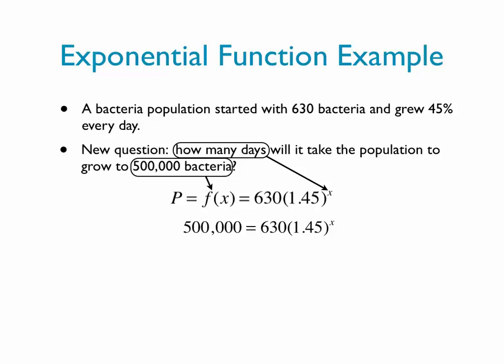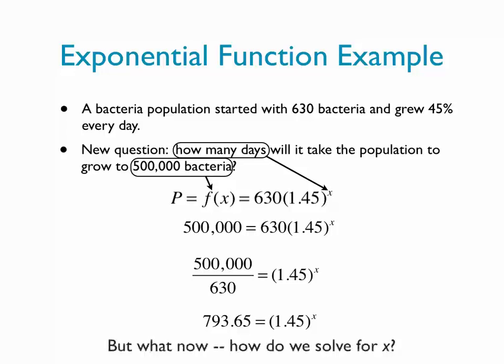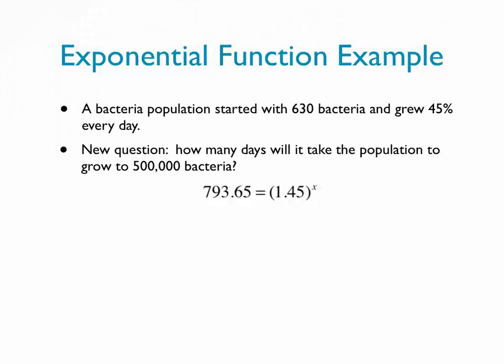So we could do a first step of algebra here, divide by 630. And here we are, 793.65 equals 1.45 to the x. Okay? And solving this equation for x, figuring out what x makes that true, is then going to give us how many days it will take to reach 500,000. Okay, but in terms of having some kind of algebraic tool to do this, what do you do to both sides? Well, there's nothing you can do to both sides to solve for x, like subtract something from both sides or divide by something. So how do we solve for x? We kind of have a situation here.